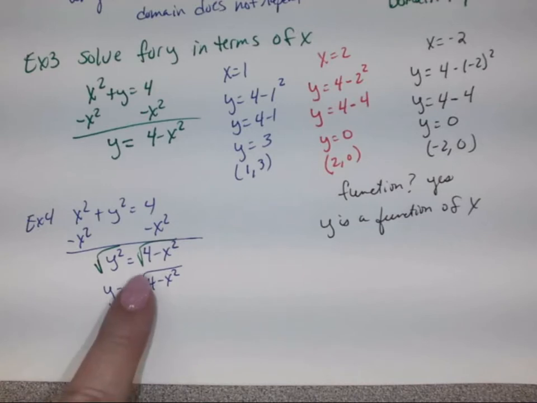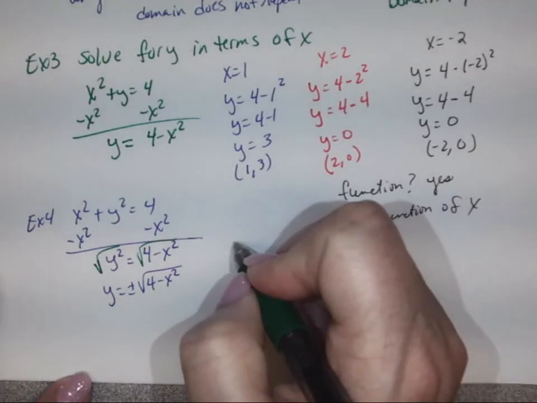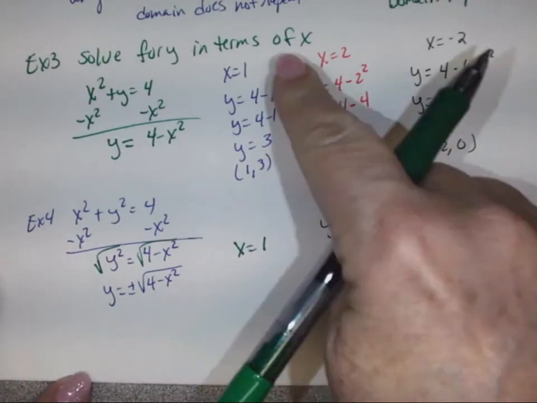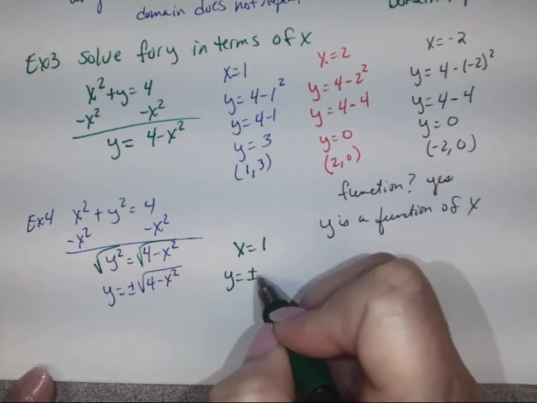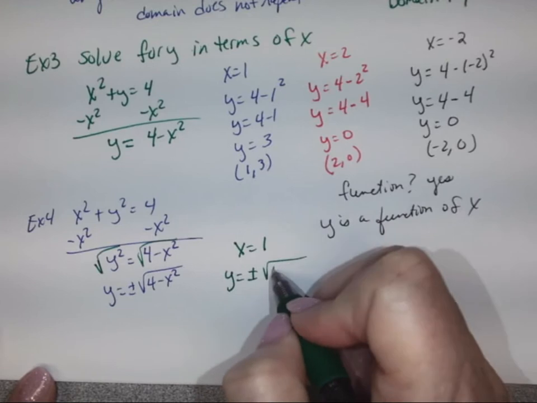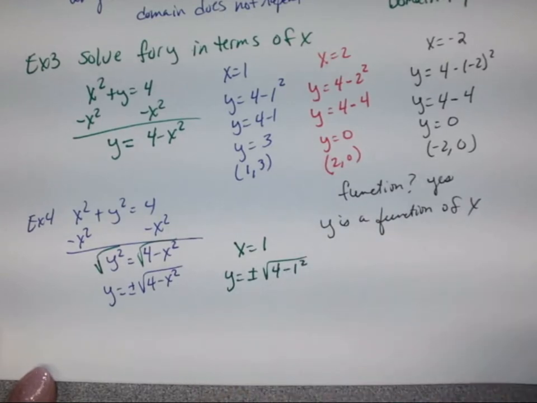Now as we plug in a value just like we did up here, we might notice something that happens. So as we plug x equal to 1, just like we did before, we end up with y is equal to plus or minus the square root of 4 minus 1 squared.